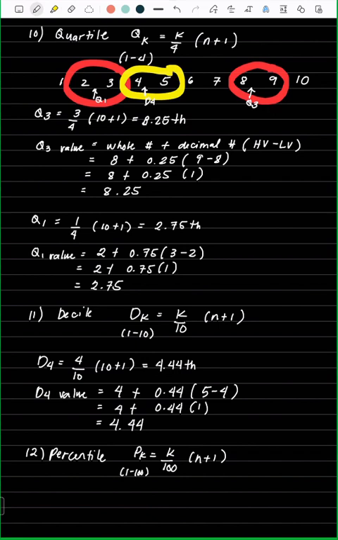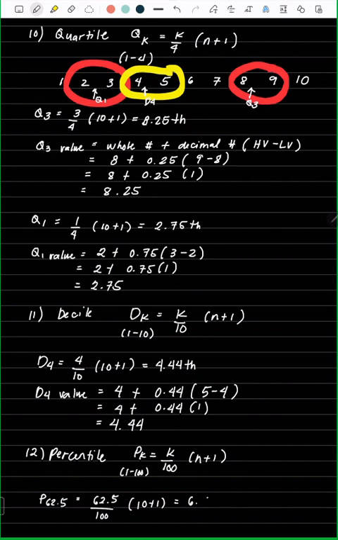And the last that we're going to determine would be the percentile. So for Pk, that would be k over 100 times n plus 1. You would observe that the formula is the same. The only difference is the denominator. For quartile, we use 4. For decile, we use 10. For percentile, we use 100.